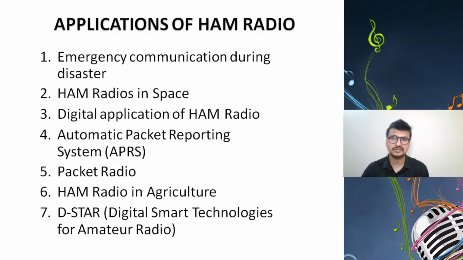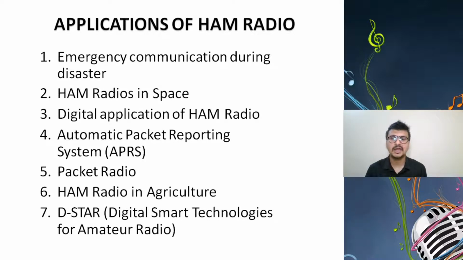As I have already discussed a few minutes back in this video, in wartime or emergency time, when the towers, the signals and the wires get destroyed all over, and you have to communicate with the people of your team, normal communication like telephone communication and other things are not feasible. In that case, you need the ham radio because it works on different frequencies. So emergency communication during a disaster is one of the applications of ham radio.